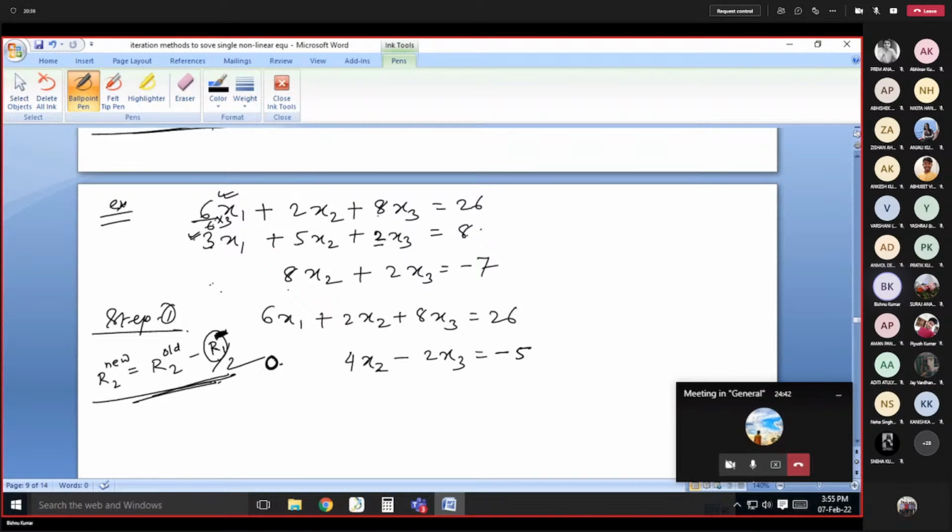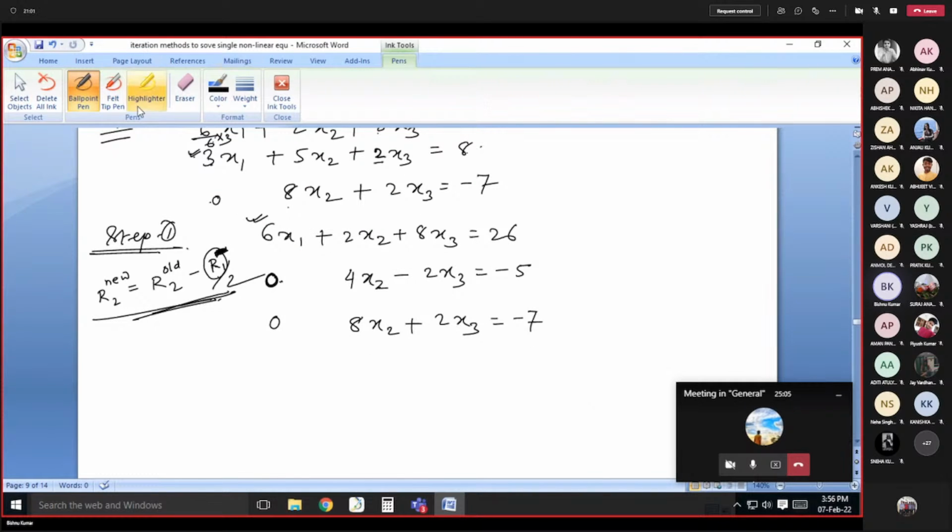And in the first step, the first equation is unchanged, and in the remaining equations the first place is 0. You see this position is 0 in the third equation, so you don't have to do anything in the third equation. So 8x2 + 2x3 = minus 7. That is your first step. You got this?